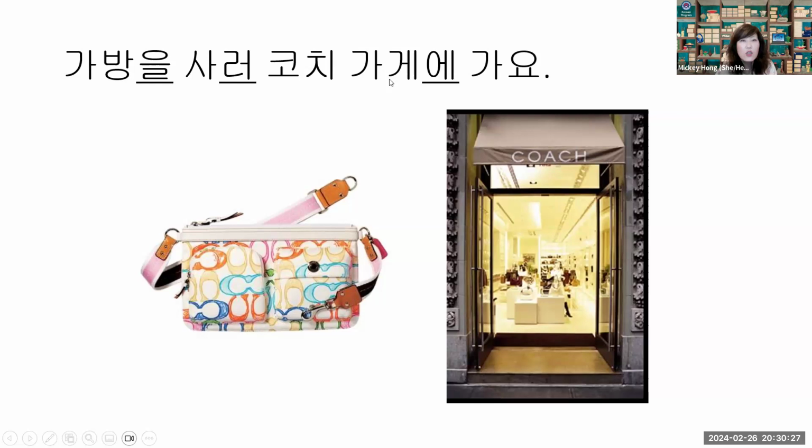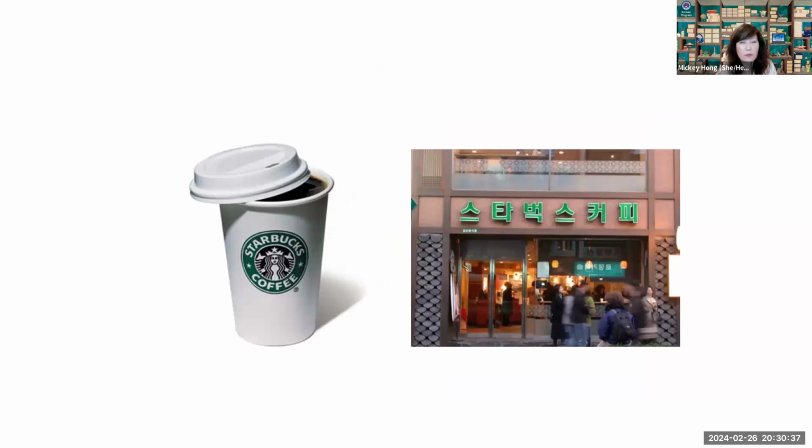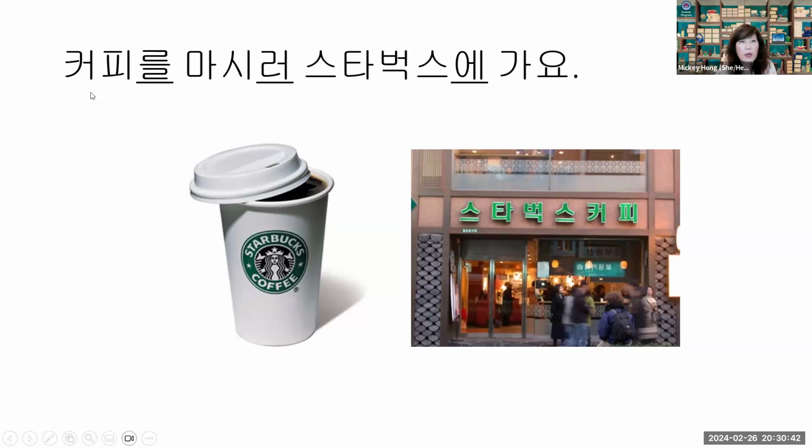Or even, let's see, it's best to keep the object marker next to the verb, okay? The intentional verb. 커피를 마시러 스타벅스에 가요. Or 스타벅스에 커피를 마시러 가요. In order to drink coffee, you're going to Starbucks.